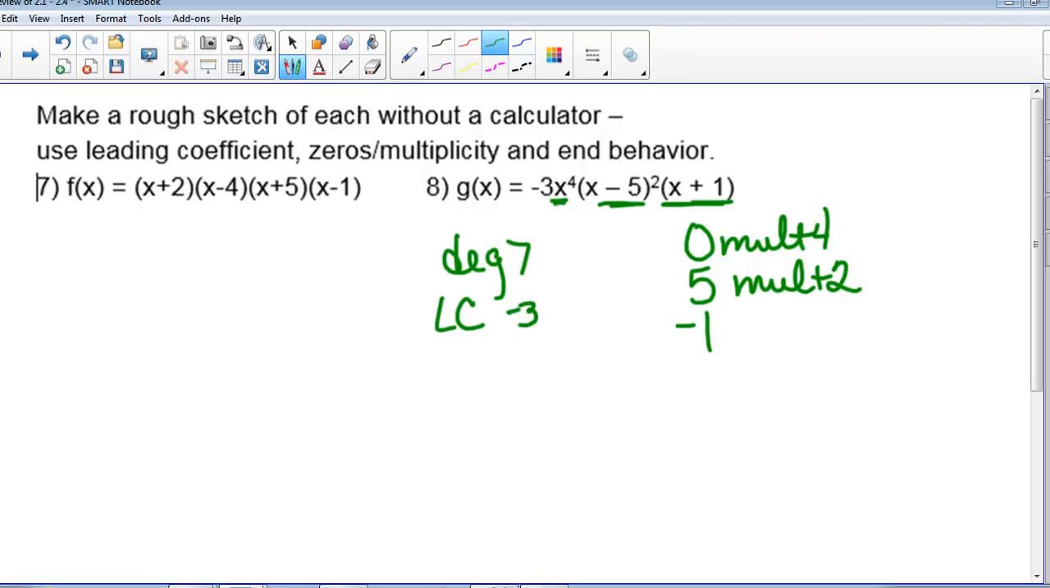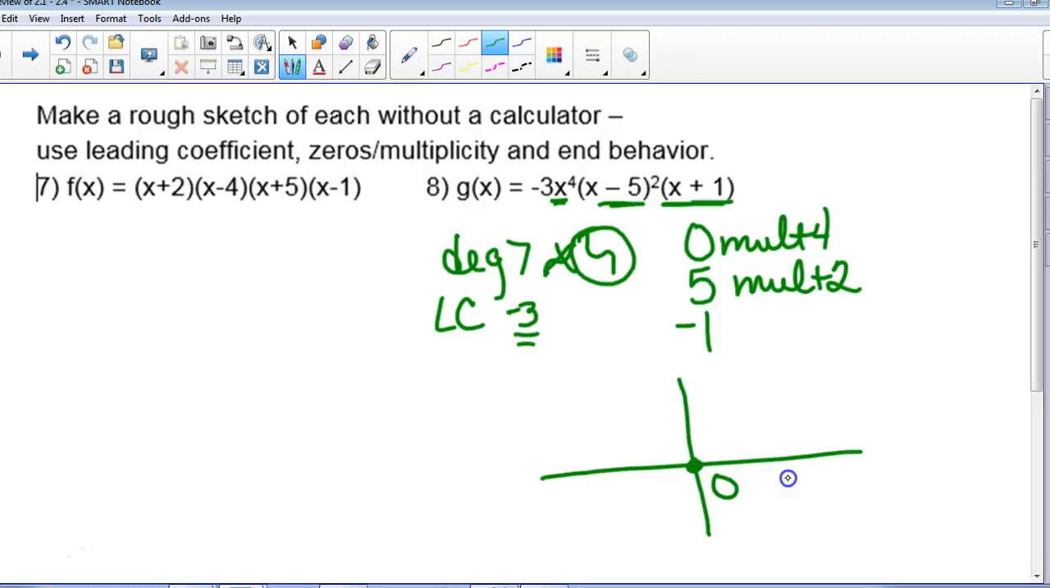So, degree 7 odd means it's going to generally be this or this. Which one are we looking for? No, it's negative, so it's got to start from the top. We're going to look at this shape. All right, so at 0, it has multiplicity of 4. At 5, it has multiplicity of 2, and it has a 0 at -1. Where does it bounce and where does it cross?